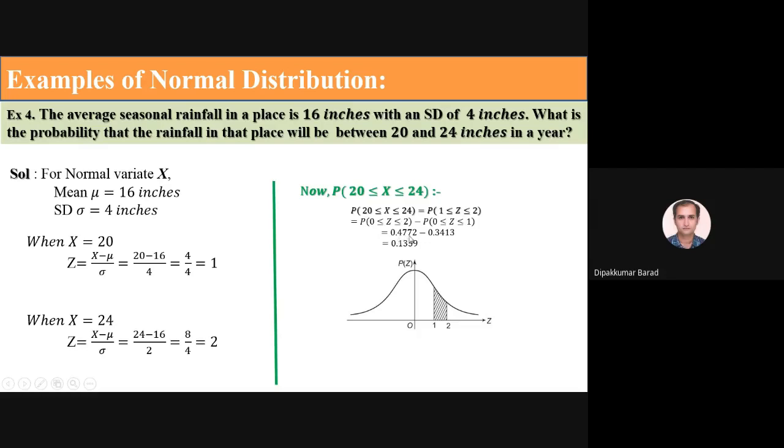So 0.4772, which I get from the table, looking for z equal to 2 in a z table, minus 0.3413 for z equal to 1. On subtraction we get 0.1359. So this is our answer. The probability that the rainfall in that place will be between 20 and 24 is 0.1359.